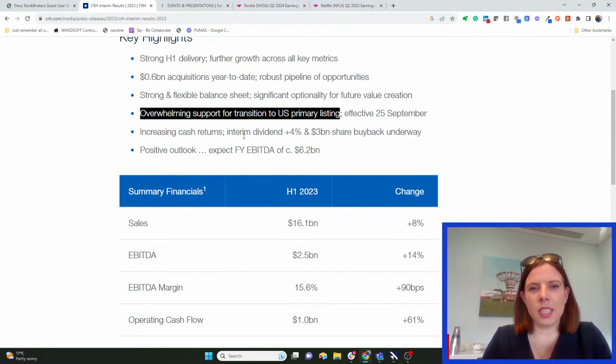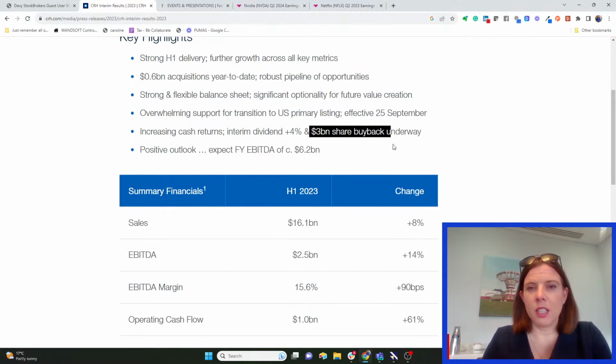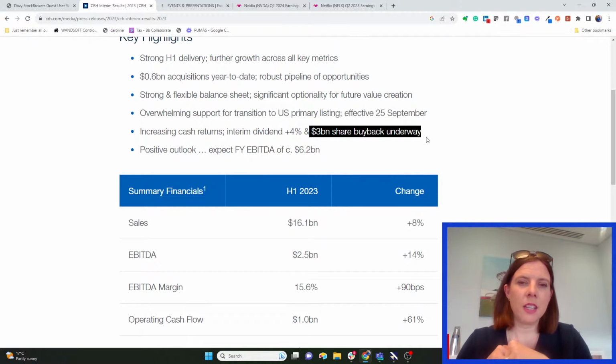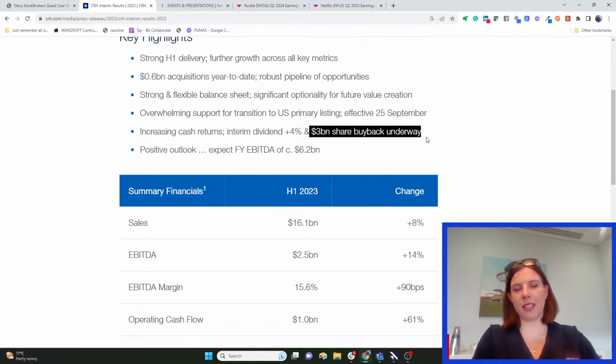Increasing cash return: interim dividend is up 4%, and there's a $3 billion share buyback underway. What does a share buyback mean? It means the company is buying back its own shares because it feels there is value available to them. And also, of course, that has the impact of increasing the earnings per share.